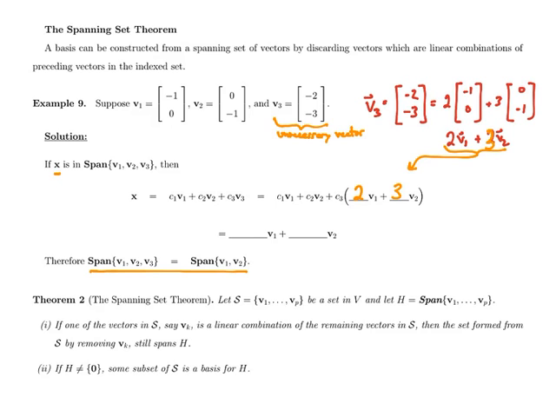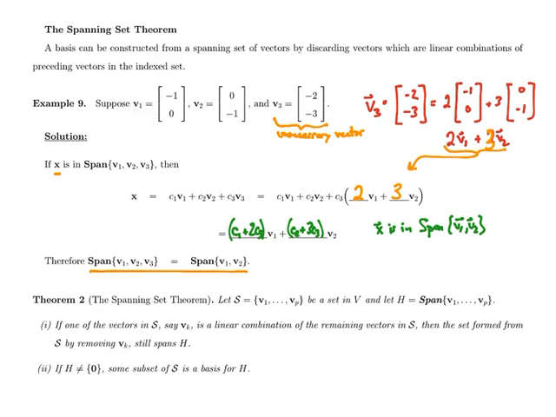And therefore, we have that x is going to be equal to (c1 plus 2c3) v1 plus (c2 plus 3c3) v2. Those are more complicated constants, but they're still just constants, and therefore x is in the span of v1 and v2, showing that v3 was unnecessary, and that we can rewrite the span just with those two vectors.